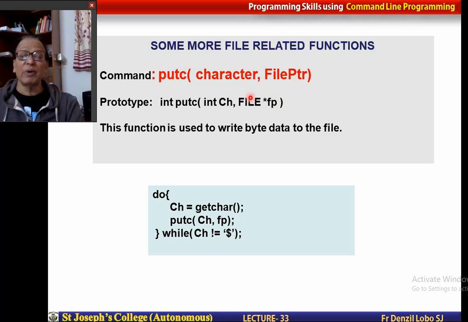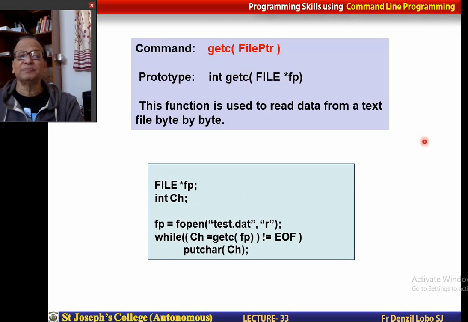So putc, how do I use it? Simple thing. This is the command putc, character, file pointer. For example, do getchar from the keyboard and write it to this fp file. fp, you have opened a file giving the name, etc. As long as you have not entered the dollar sign to indicate that you have come to the end of your input. So this is going to write whatever data you are typing into the file pointed by fp. So this is one command, putc.